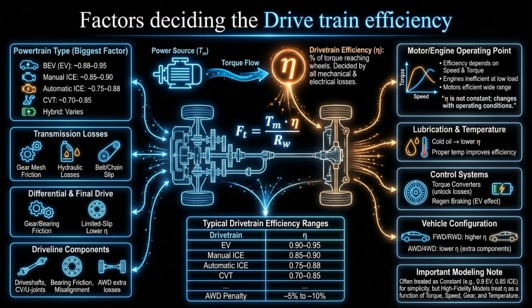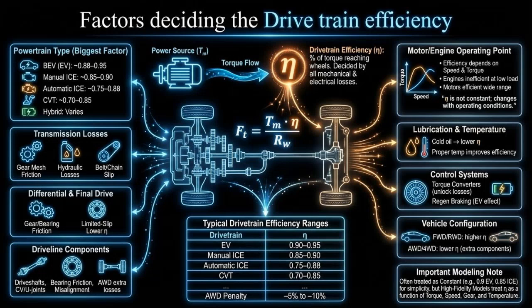The drivetrain efficiency determines how much motor torque actually reaches the wheels. It is influenced by several key factors, including the powertrain type, transmission losses due to gear friction and hydraulic slip, differential gear, and bearing friction, and losses in driveline components such as CV joints and additional shafts in all-wheel drive systems. Efficiency also varies with the motor or engine operating point, lubrication temperature, control systems like torque converters, and overall vehicle configuration.